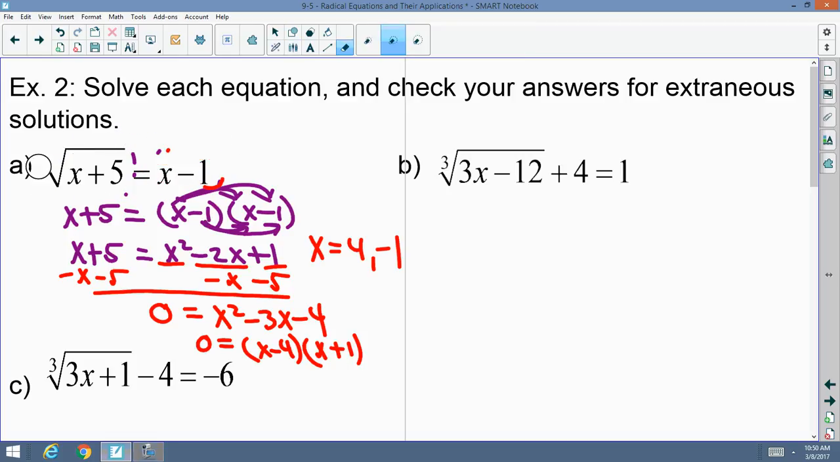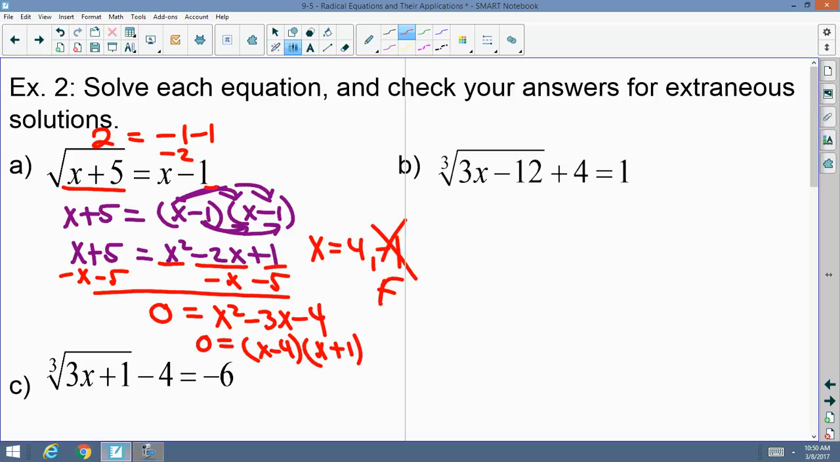So let's check them. If x is 4, all right, what's 4 plus 5? Square root of 9? 3. What's 4 minus 1? Okay, so they both equal each other. We're good. 4 works. Let's try negative 1. What's negative 1 plus 5? 4. Square root of 4? 2. Okay. What's negative 1 minus 1? Are they equal? So that guy right there is called extraneous.